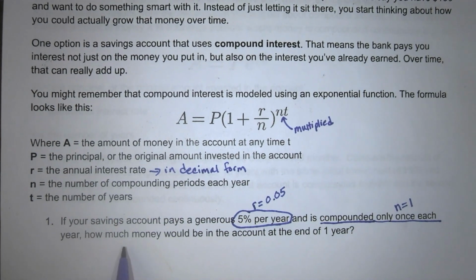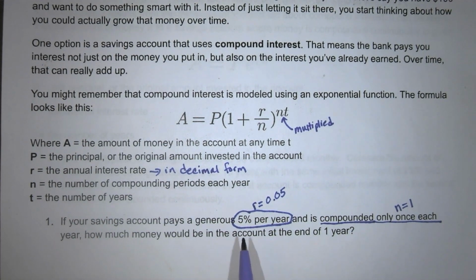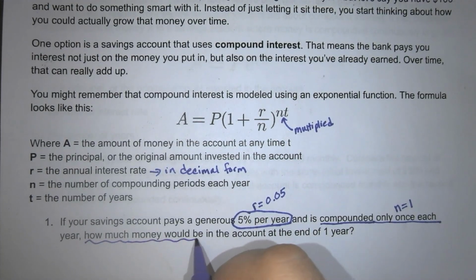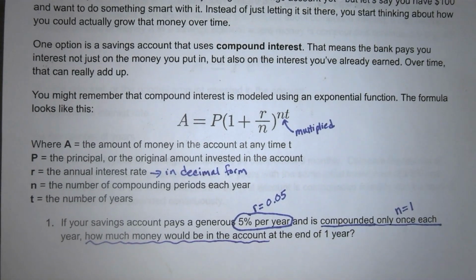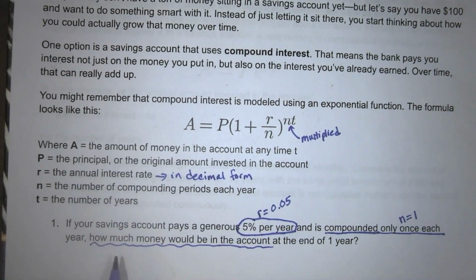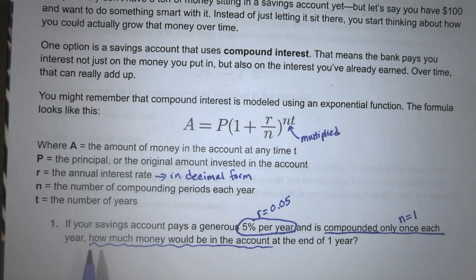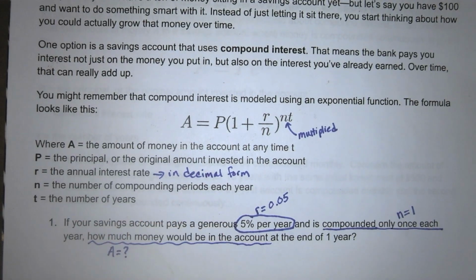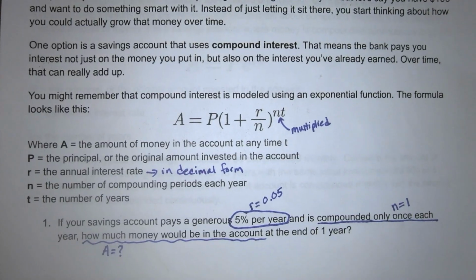And then it says how much. So that's the beginning of a question. How much money would be in the account at the end of year 1? How much money would be in the account? So the amount of money in the account at any time is A. So since it says how much, that means we're looking for that amount. So that means we don't know what A equals. So I'm going to put A equals question mark, so I remember that's what I'm trying to find.